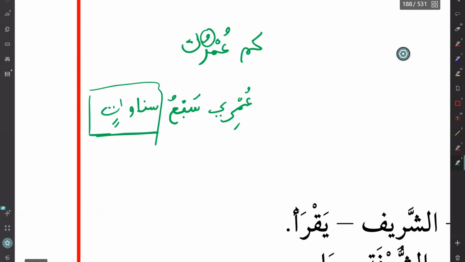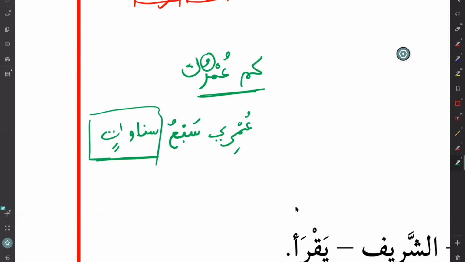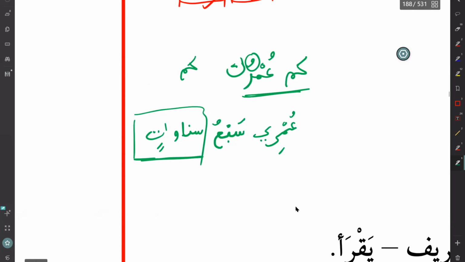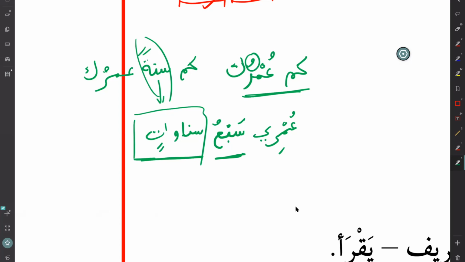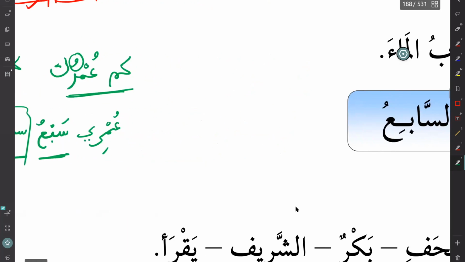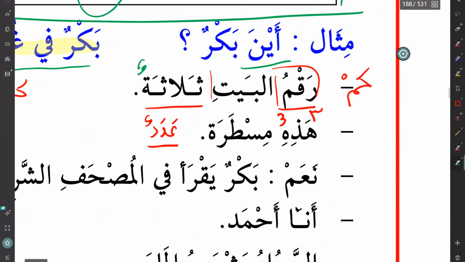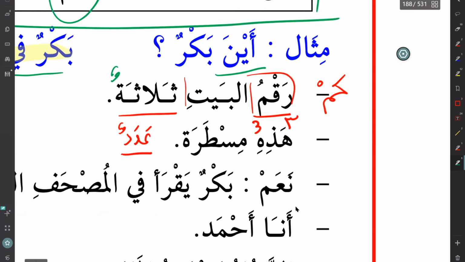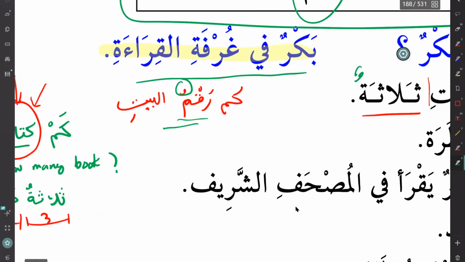See, that is the one that you're asking about, but you're not mentioning this thing in the question. You could have said kam sanatan umruka. You understand? Because this sana will be coming back right after the number. But there are times when you remove the thing that you're asking about, and from the context it's understood. Again, I'm pretty sure it's a little bit confusing, but whatever you can understand is fine. But the answer to this question would be kam raqmul baiti.